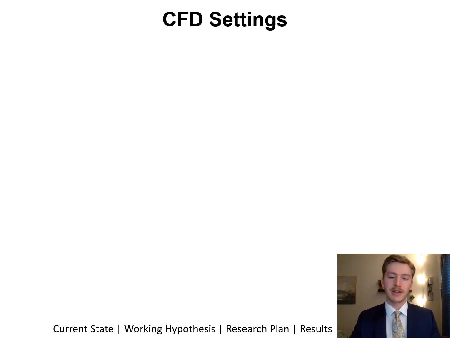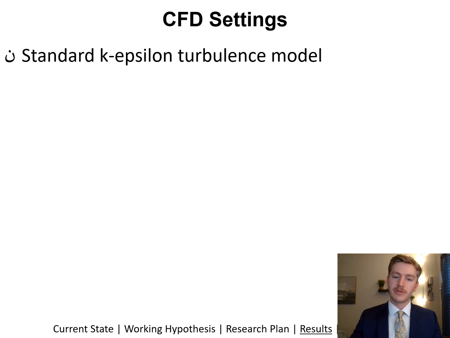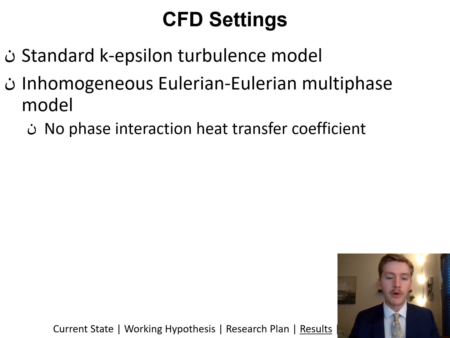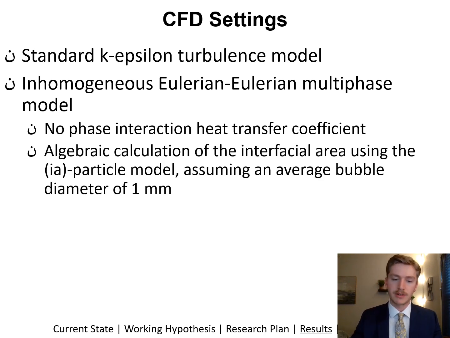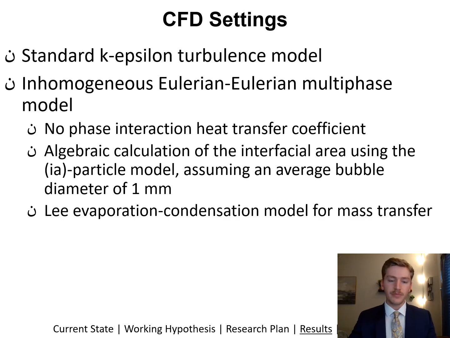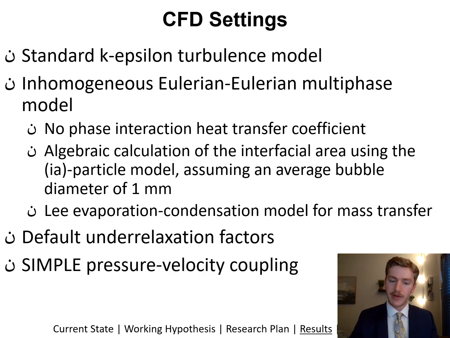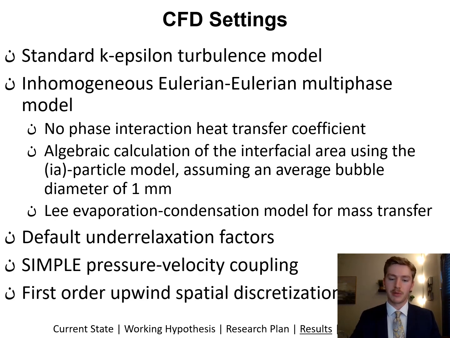Following are the CFD settings used. We used the standard K-epsilon turbulence model, the inhomogeneous Eulerian multiphase model with no phase interaction heat transfer coefficient, algebraic calculation of the interfacial area using the IA particle model, assuming an average bubble diameter of 1 millimeter, and the Lee evaporation-condensation model for mass transfer. We used default values for the under-relaxation factors, SIMPLE pressure-velocity coupling, and first-order upwind spatial discretization.